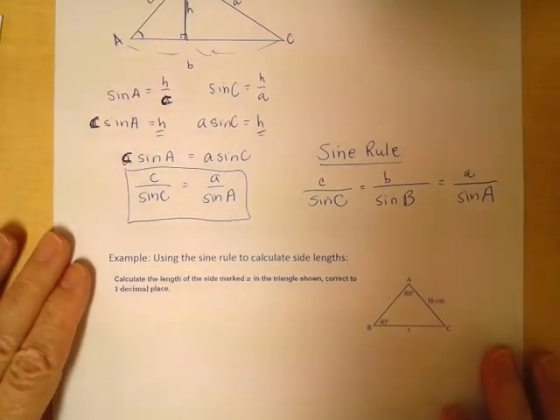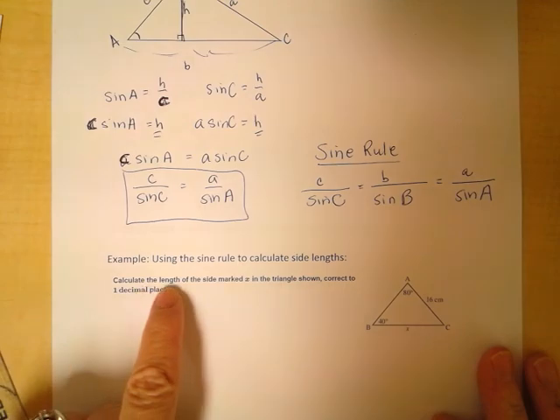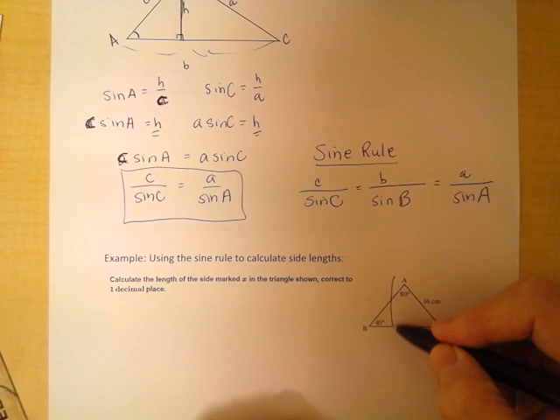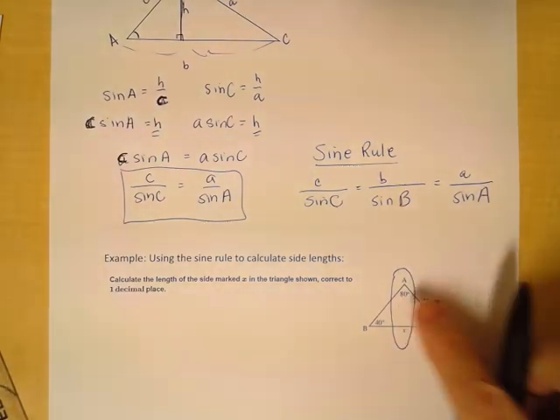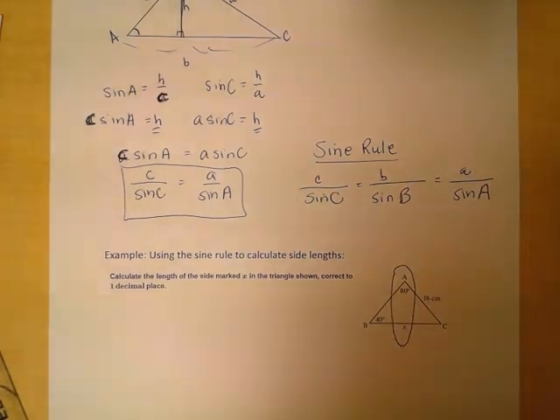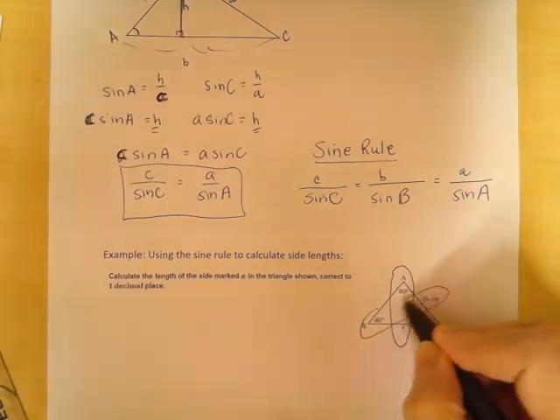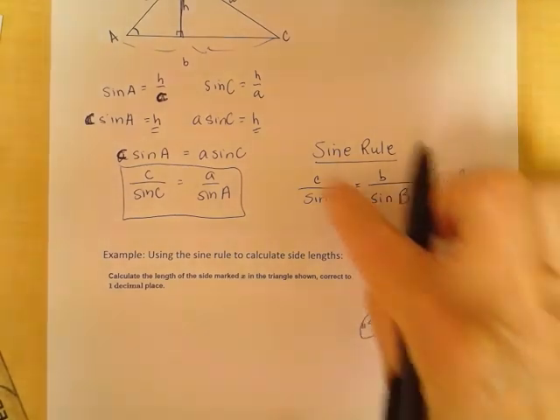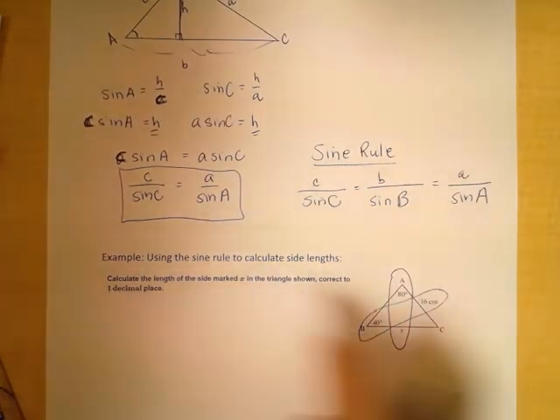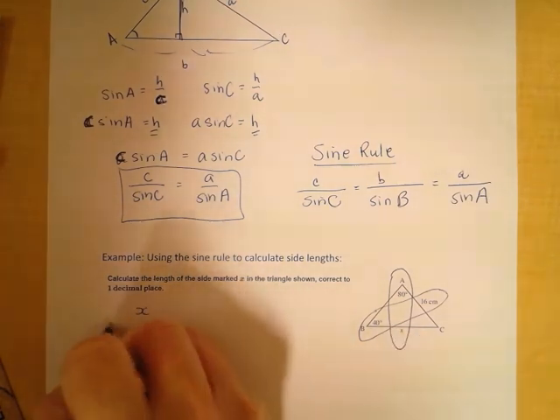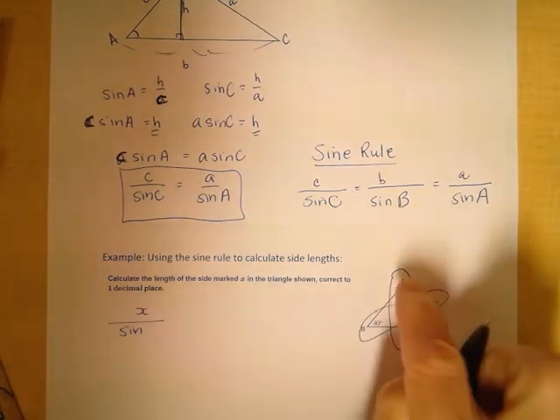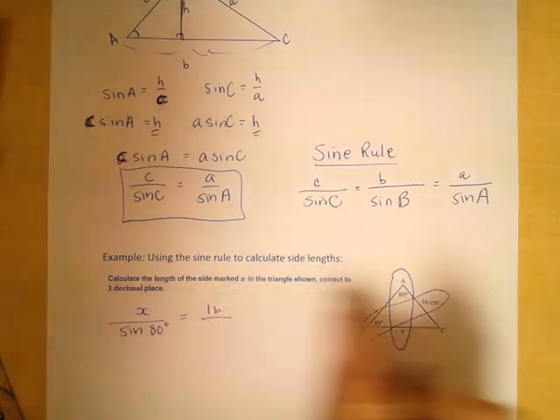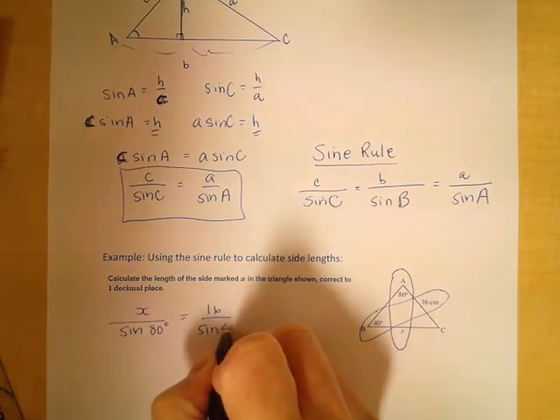Now on this one it says, calculate the length of the side marked x in the triangle shown correct to 1 decimal place. So I need to have the thing I want to know with the angle across from it, and then the angle and the side across from it, and I have to know both of these. So I have one unknown, and I'm always going across, right? All right, so I start with what I don't know. So I say x over sine of the angle across from it, 80 degrees, equals 16, side on top over angle on the bottom, sine 40 degrees.